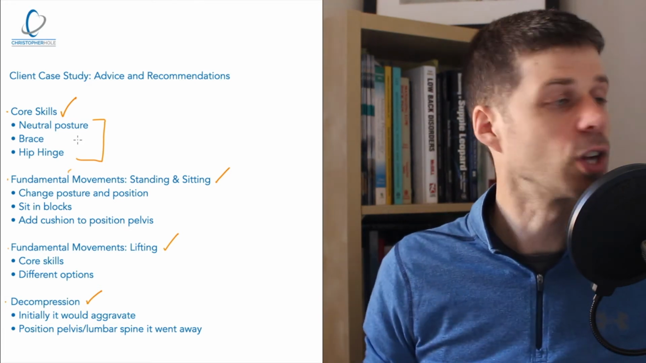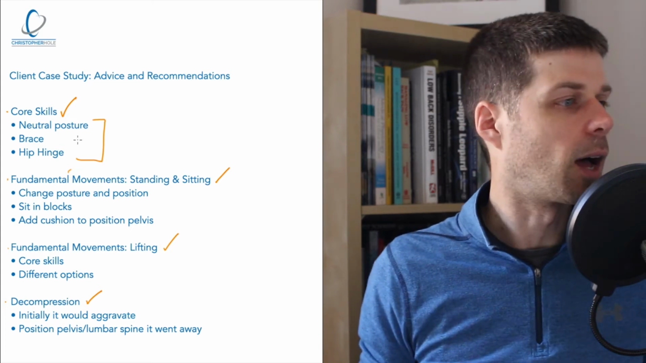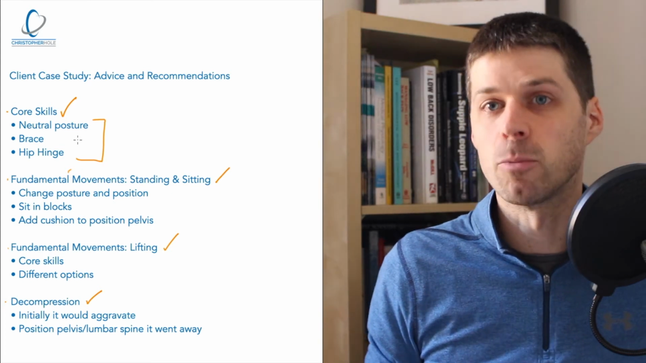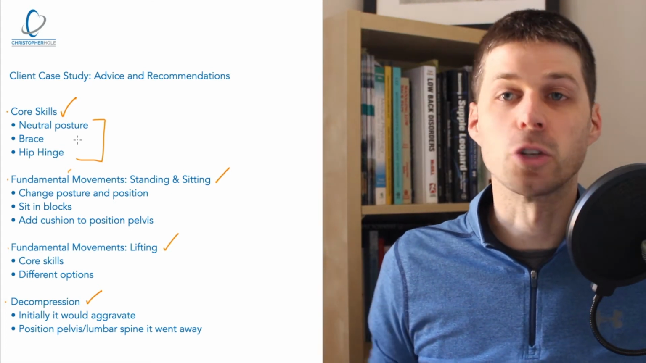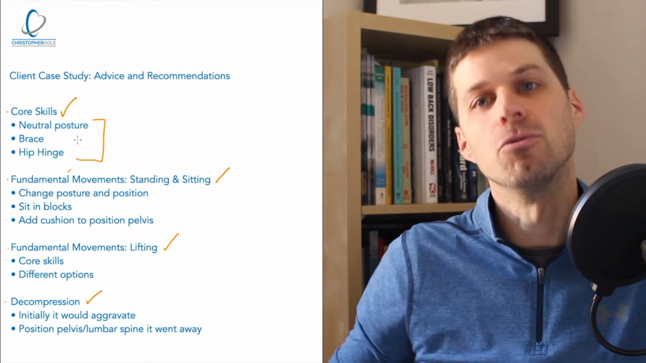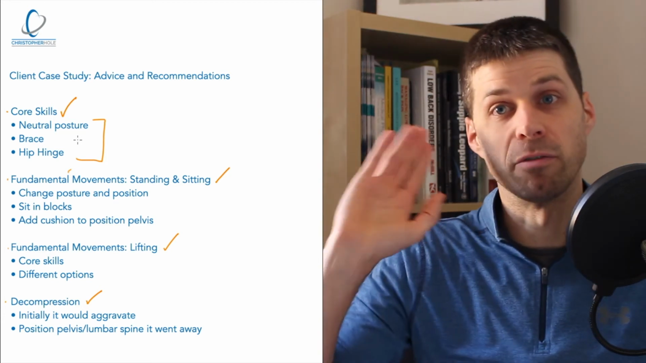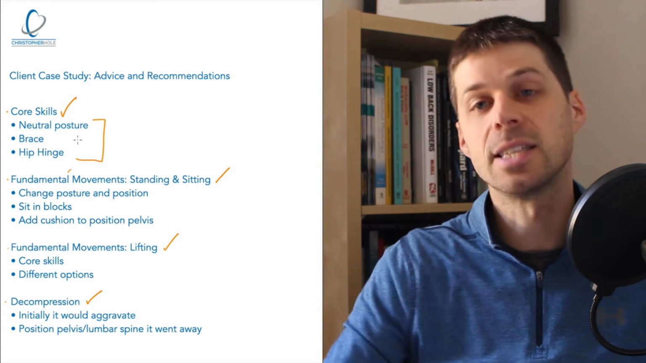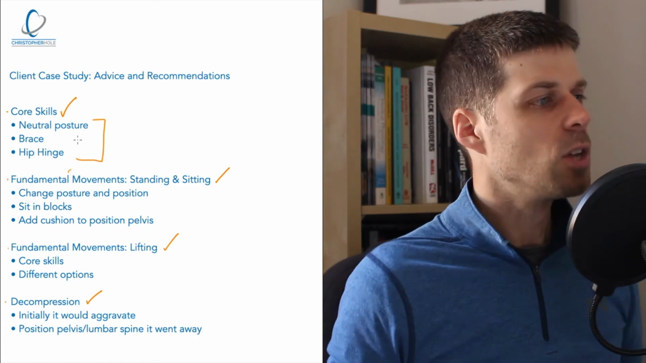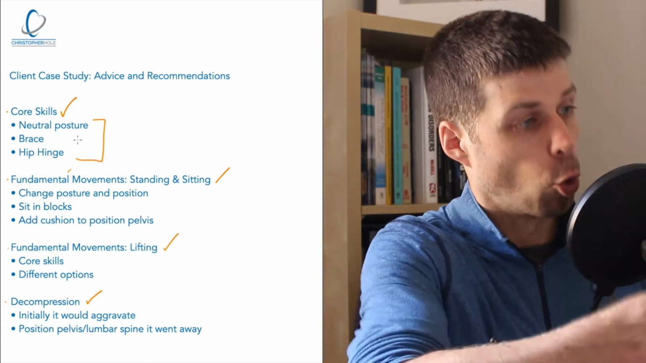And then the hip hinge is essentially the way of moving with regards to lifting, bending, doing the gardening, which was something that she said she had trouble with. But if we can hinge from the hip and not the spine, we're going to be maintaining the neutral posture and maintaining the brace, which is again reducing the risk of the disc bulging, which is then reducing the risk of the nerve being irritated, which is then reducing the risk of the pain shooting down the legs. So those are the three core skills that go through all of these next three things.